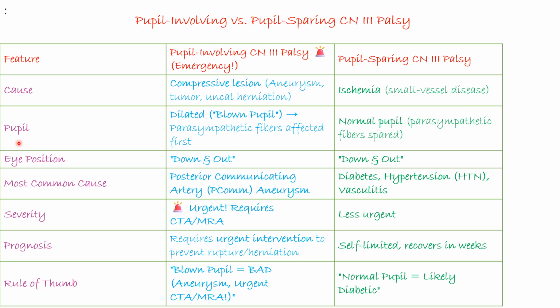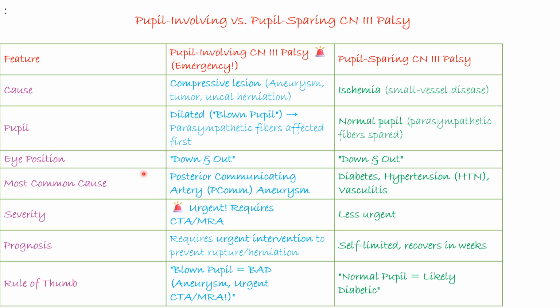In the pupil, we say that the outer part of the oculomotor nerve is usually parasympathetic, so that if it is affected first, then you are going to have a dilated pupil, that is a blown pupil. Whereas in pupil sparing cranial nerve 3 palsy, you are going to have a normal pupil because the parasympathetics are spared. For the position of the eye, because in both the motor fibers are affected, you will have your eye being down and out, and also in pupil sparing, having your eye being down and out.